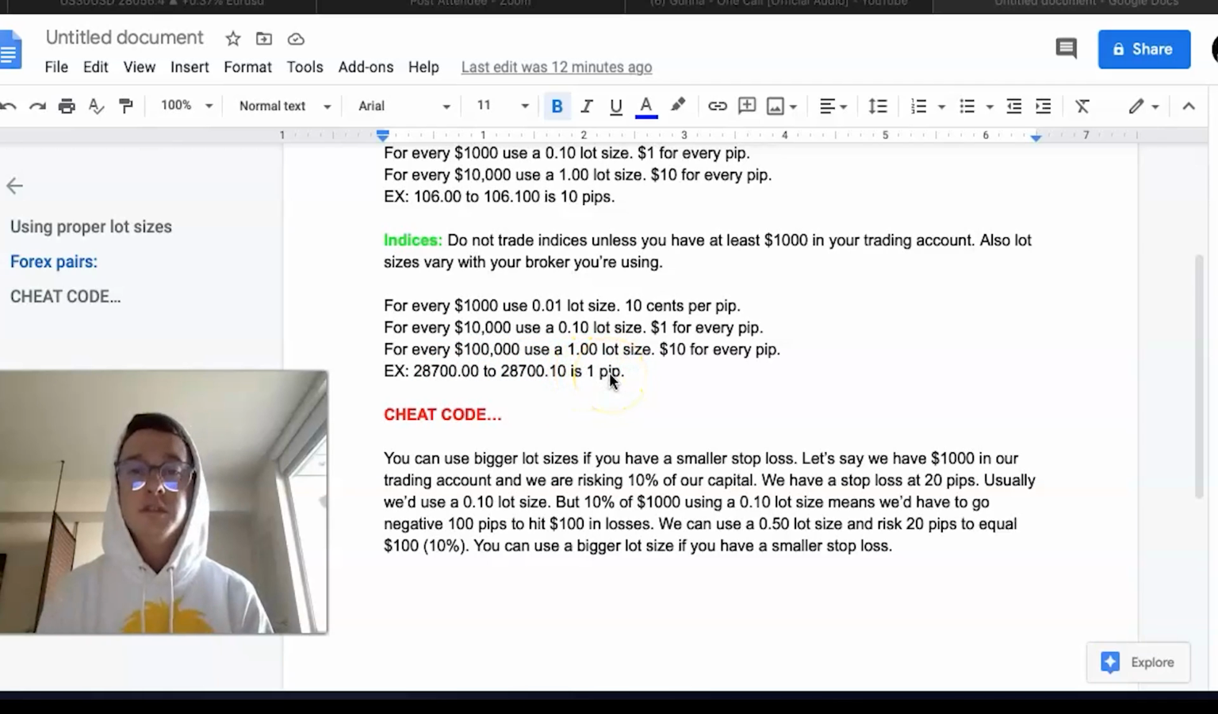Okay, you kind of have to do some experimenting with it, see how indices work. But I would definitely recommend, if you're looking to get into indices, definitely open a demo account with your broker, see how the indices work, the pip count, everything like that for your broker. And just be very cautious, guys. I'm telling you, indices move like crazy.